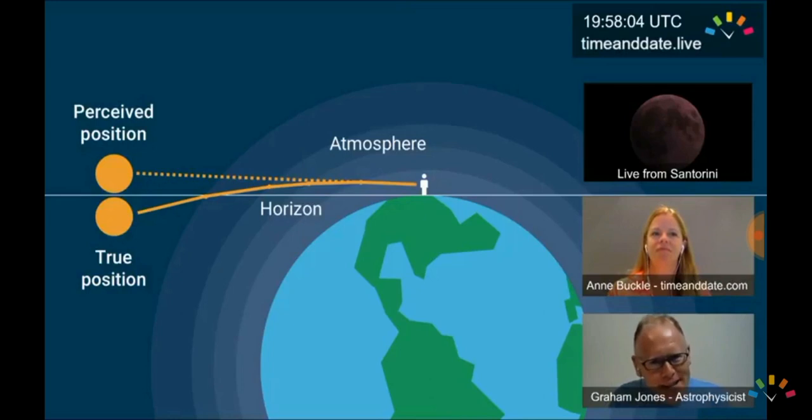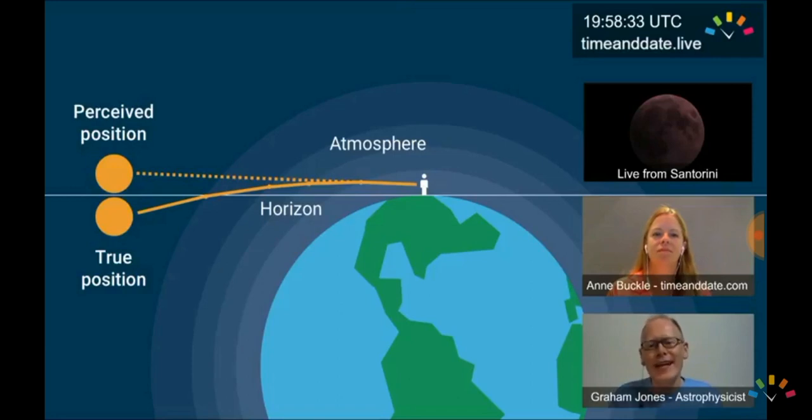We can see on the diagram on the screen at the moment, we have two images of the sun. We have a true position of the sun, which is below the horizon. We shouldn't be able to see it, but the refraction of the Earth's atmosphere bends the light and bends it round to our eyes. So as we look at it, it appears to be above the horizon.